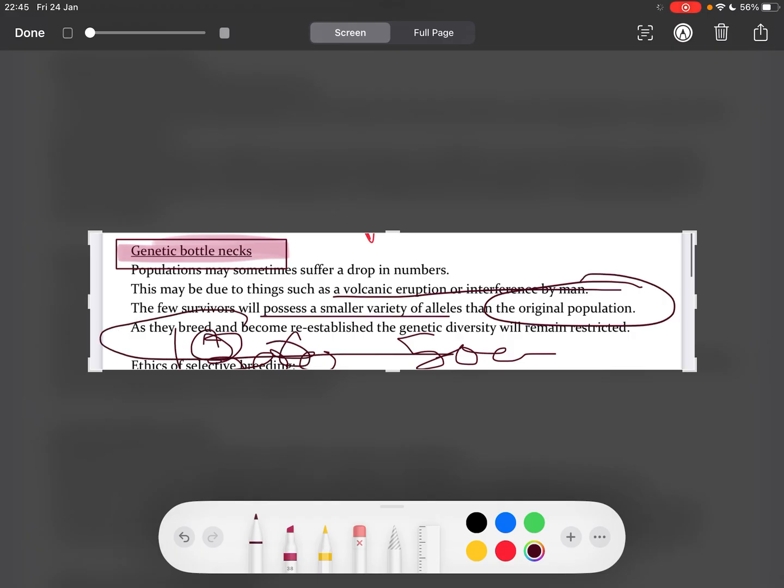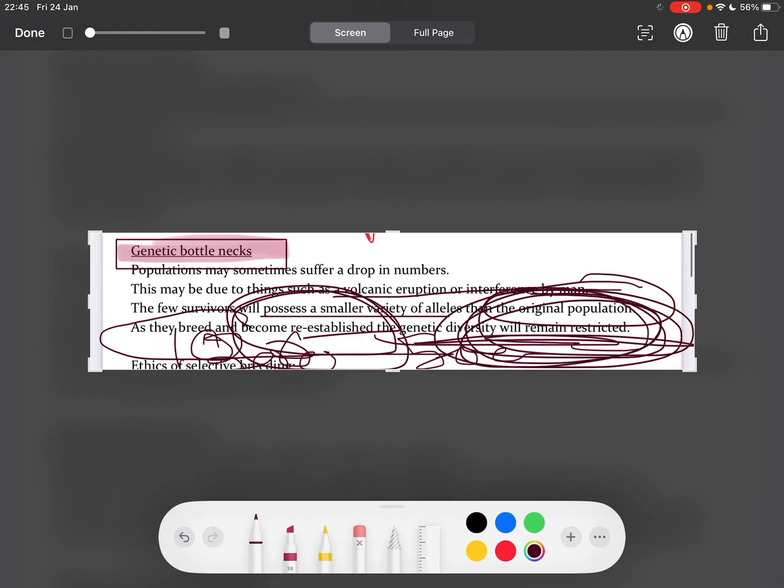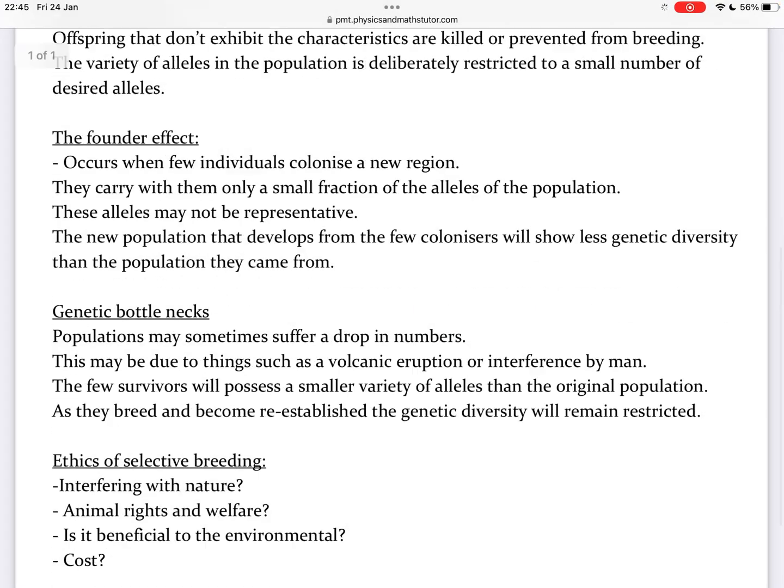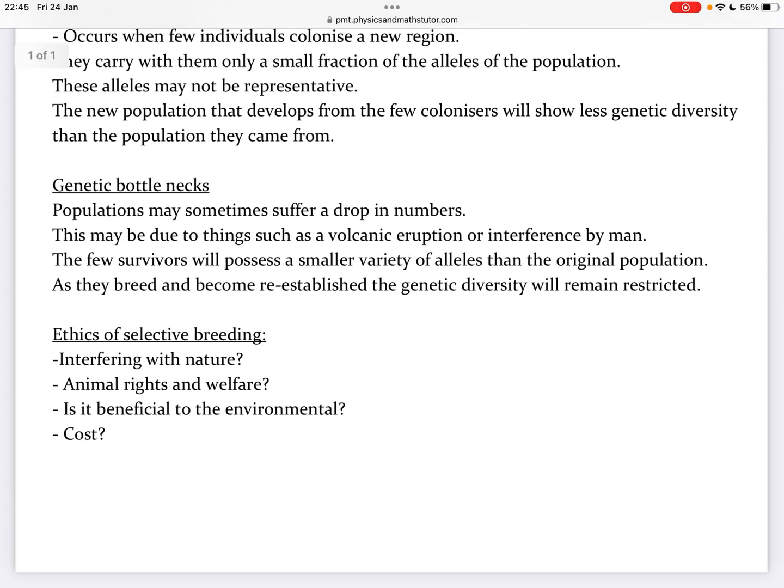And as they breed and become re-established, the genetic diversity will remain restricted because they breed from each other. Last thing before we finish this chapter, the ethics of selective breeding. Interfering with nature, animal rights and welfare. Is it beneficial to the environment, the cost?